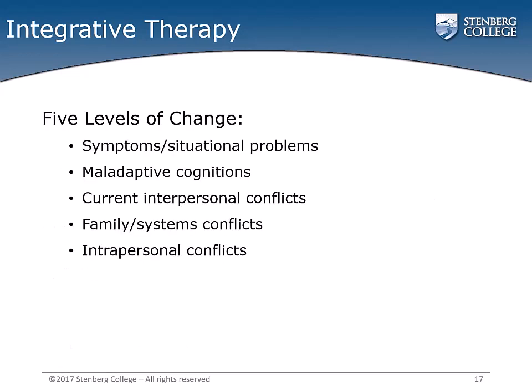There are hierarchical levels of psychological difficulties that are considered within the transtheoretical model of change. They are symptoms, situational problems, maladaptive cognitions, current interpersonal conflicts, family or systems conflicts, and intrapersonal conflicts. So within this approach and leveling of presenting problems, it bears mentioning that clinicians working in TTM acknowledge the importance of a healing context and a therapeutic alliance that is built on trust, even though the clinician is viewed as the expert on the process of change and leads the treatment plan.